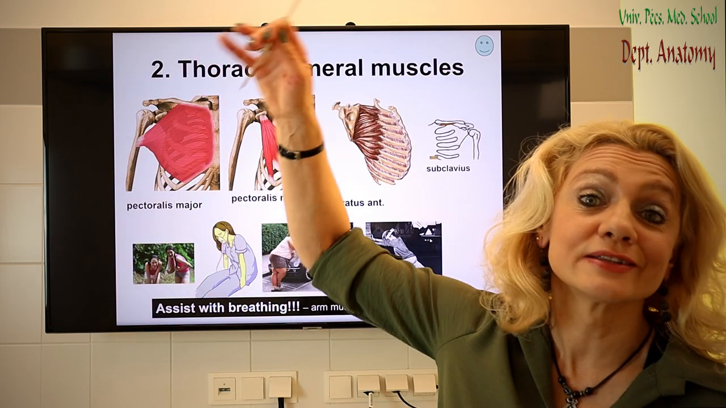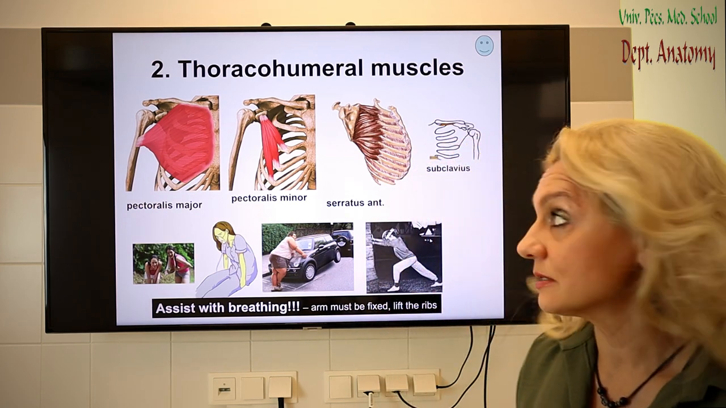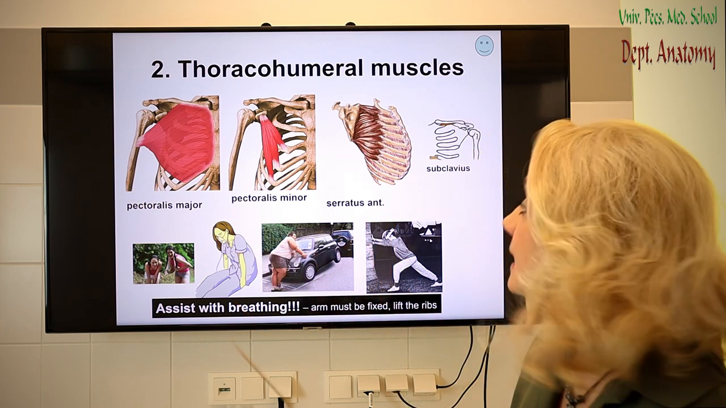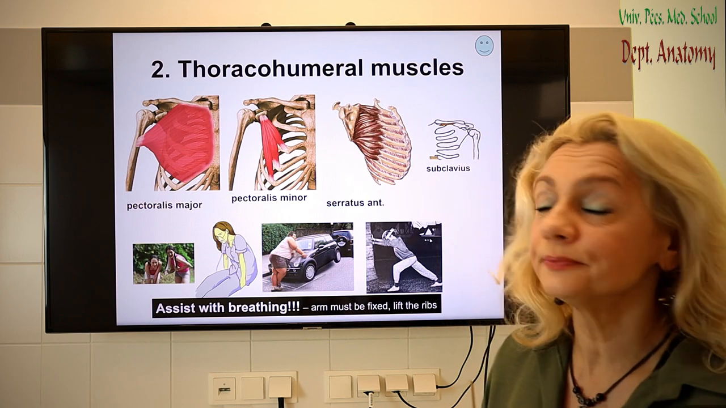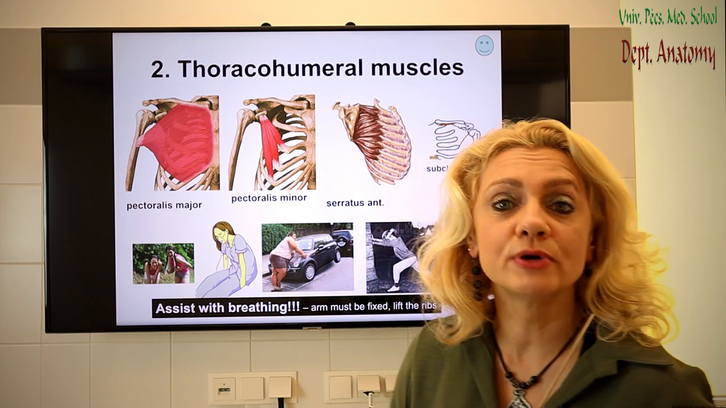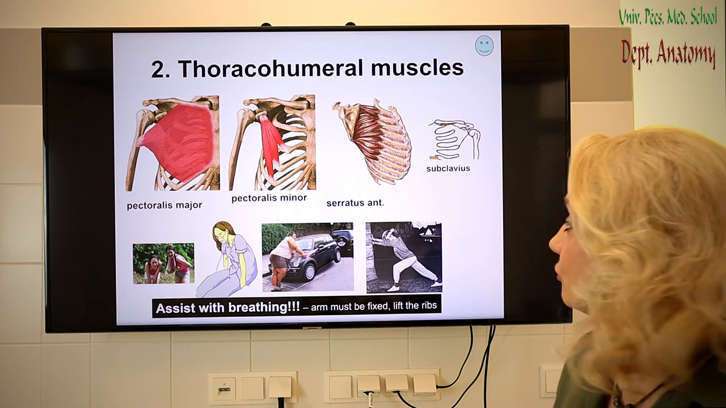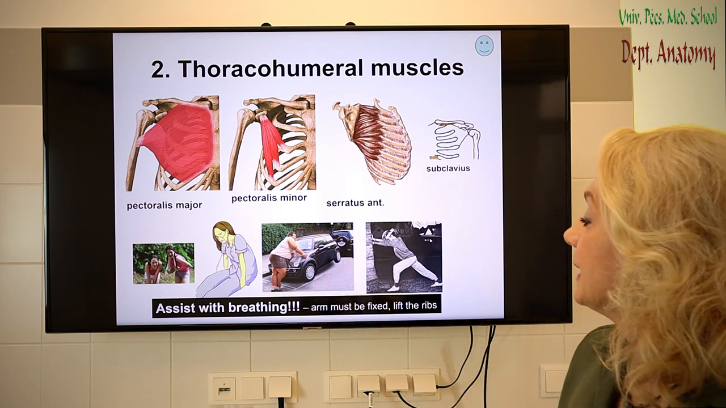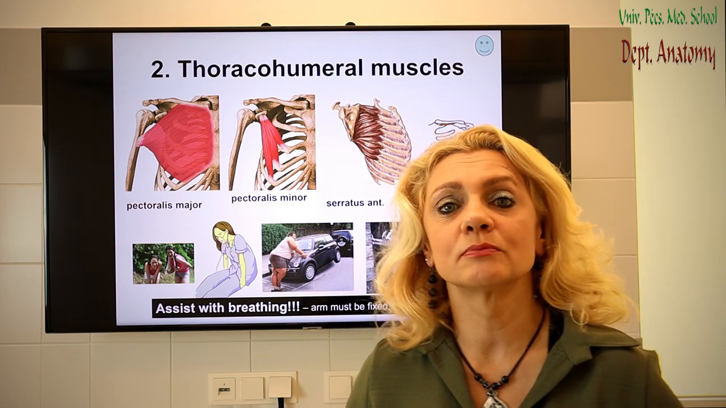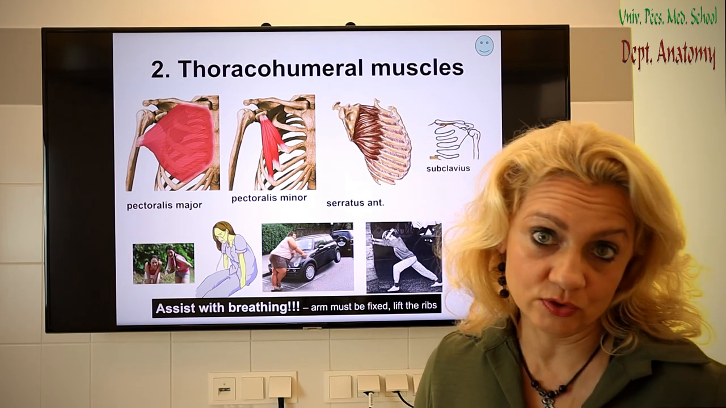And of course the patient is not able to lift the arm above 90 degrees. These muscles, the thoracohumeral muscles, especially pectoralis major and anterior serratus, but of course the smaller ones too, are also serving as muscles assisting breathing. This usually is known by the students. So students say as a function that they assist breathing, but when we ask how is this possible, what is the explanation of this mechanism, then many times we don't get a good answer.